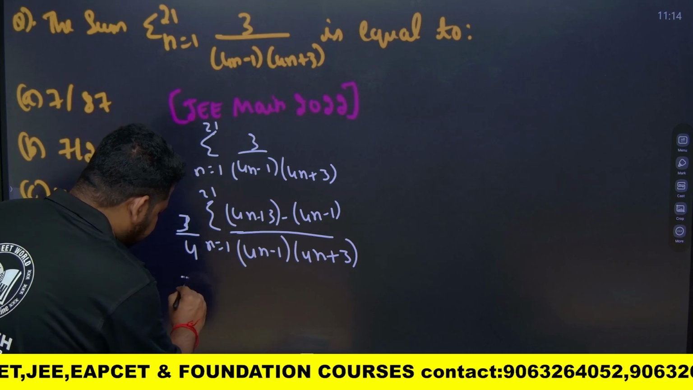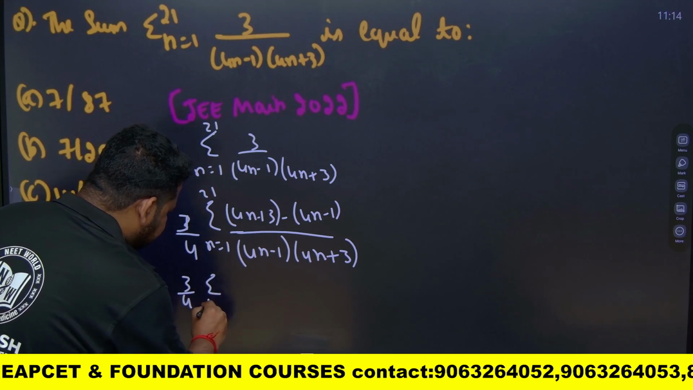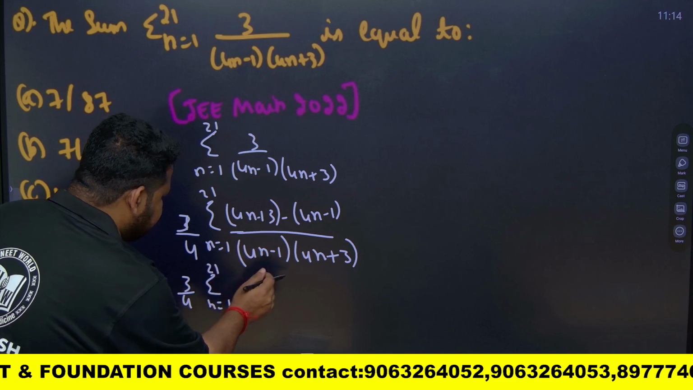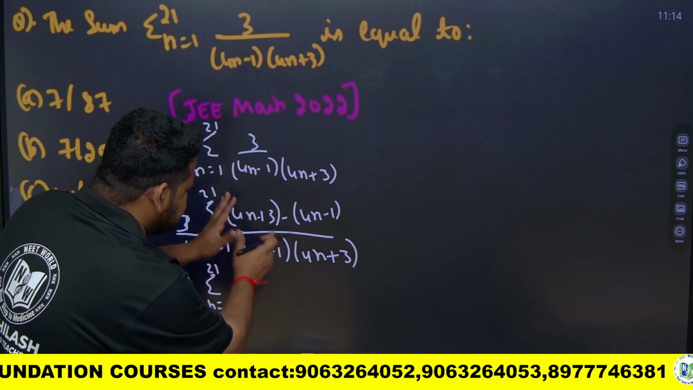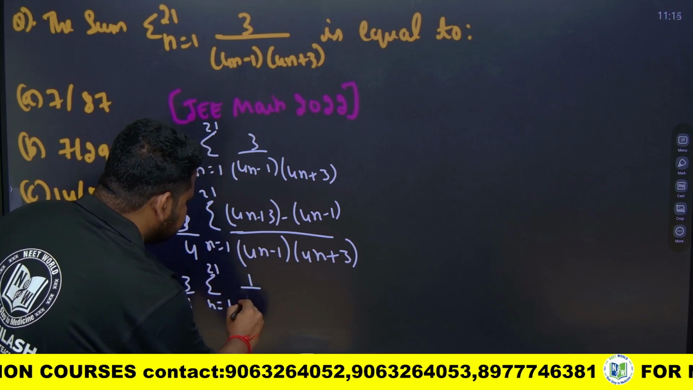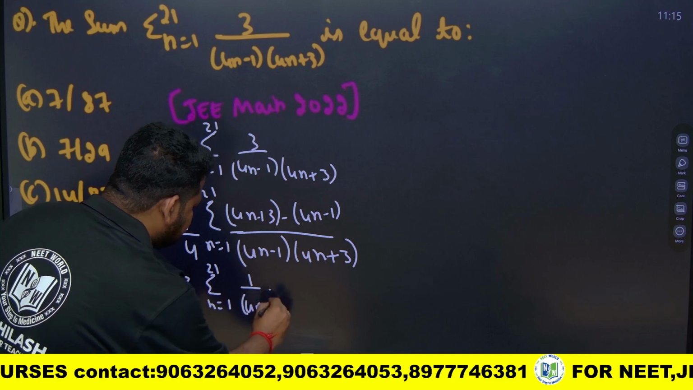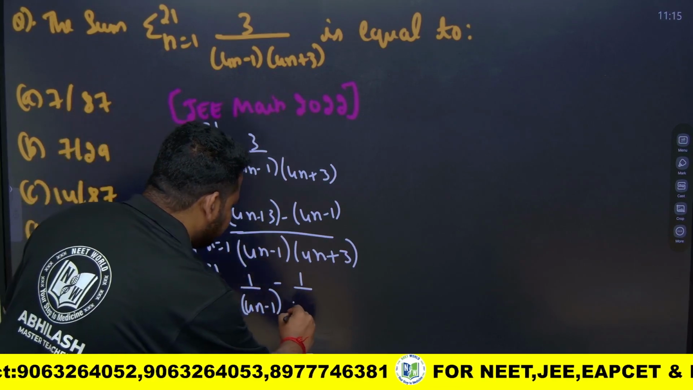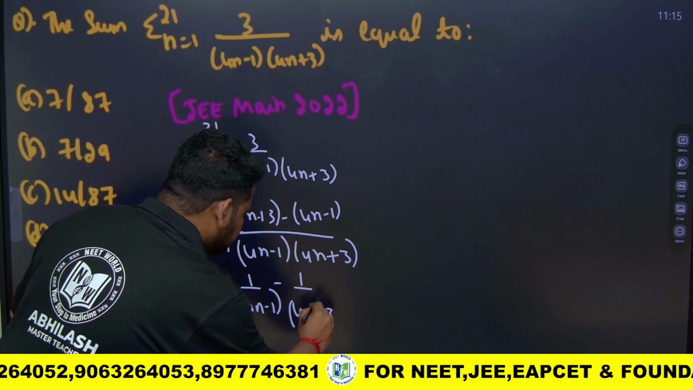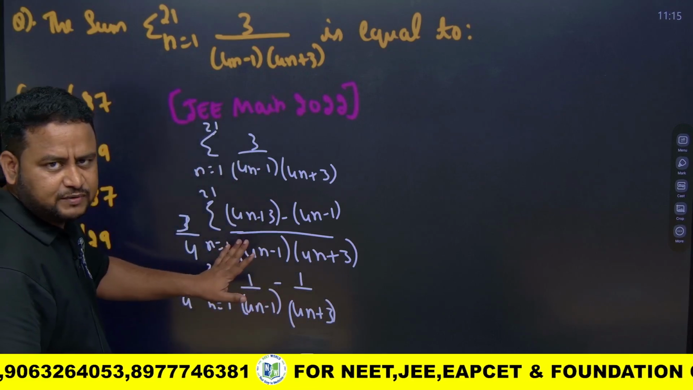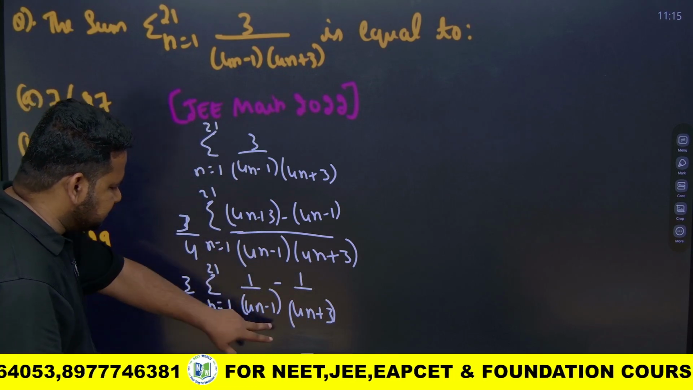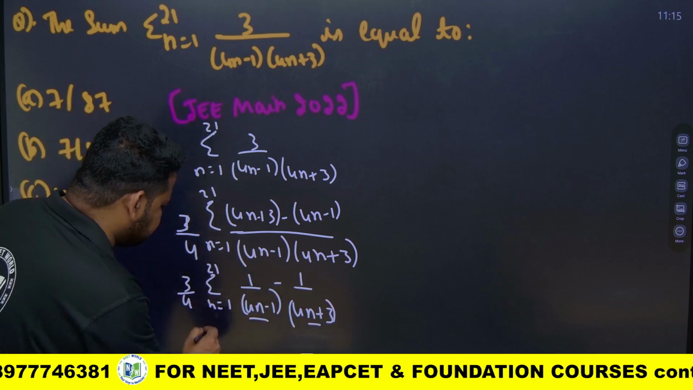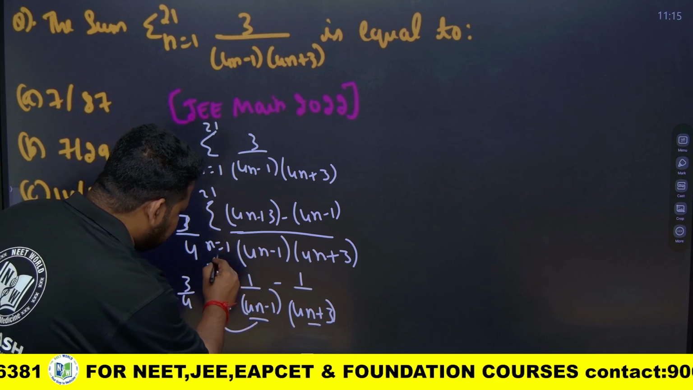This will be 3 by 4 into the summation of n running from 1 to 21 of 1 by (4n minus 1) minus 1 by (4n plus 3). The (4n minus 1) cancels in the second term, leaving 1 by (4n plus 3). You have to focus only on the denominator, not the numerator. If you focus on the denominator, this is a smaller value and this is a bigger value. For the smaller one, put the smaller value; for the bigger one, put the bigger value.